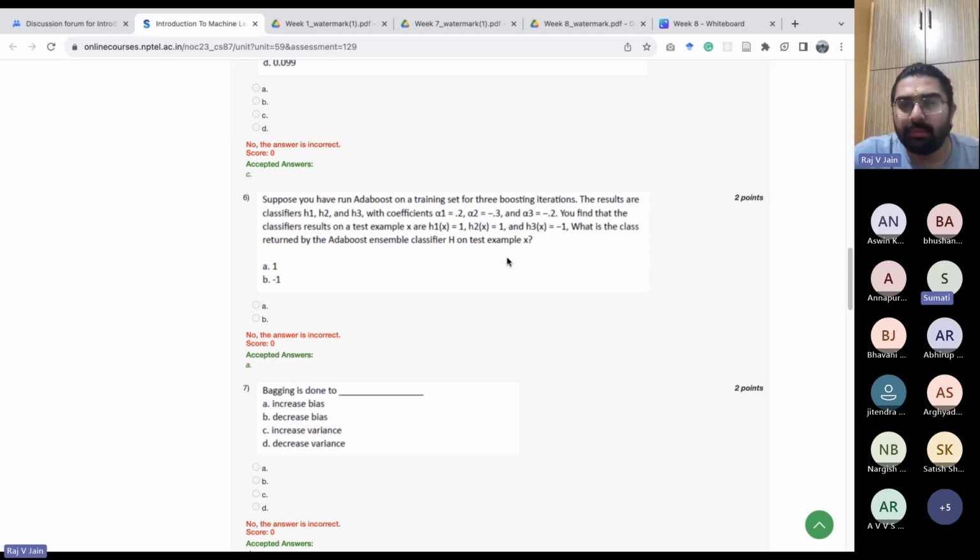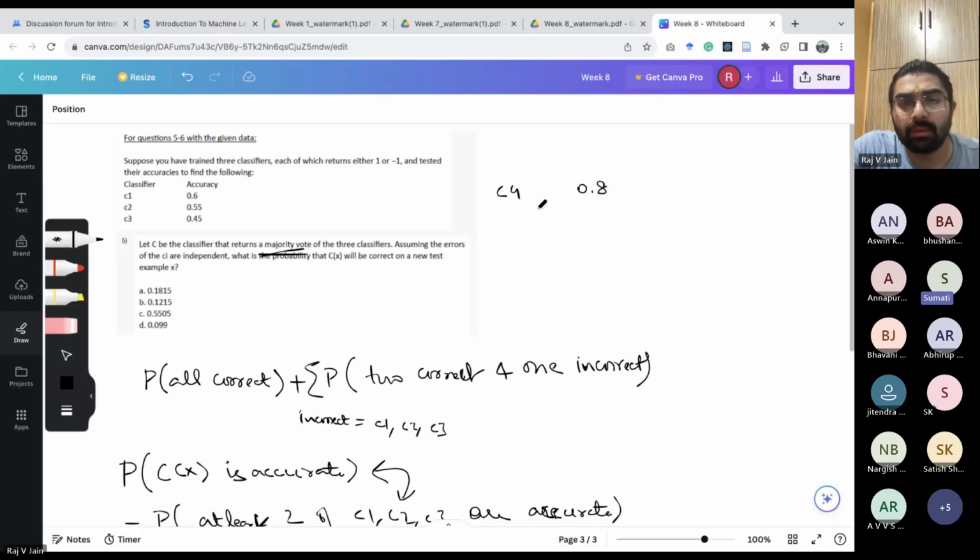Sir, if we take C4 also, how will we solve this? We would take the probability of all correct plus the probability of 3 correct and 1 incorrect. In these cases we don't take an even number of classifiers, because we want some majority. If two of them say one thing and two say the opposite, you don't have an answer. So we generally take an odd number, and if you have an even number, you have to decide what majority means.